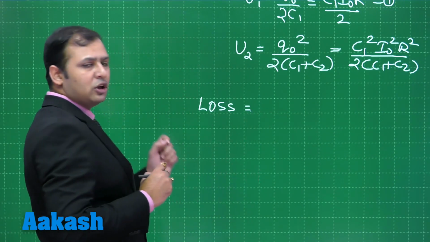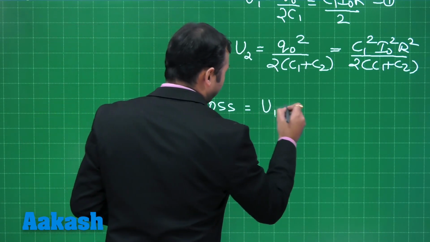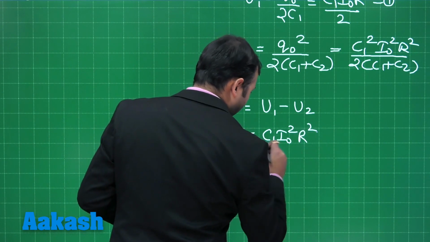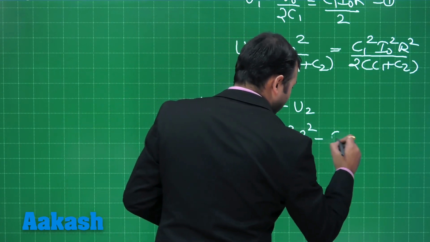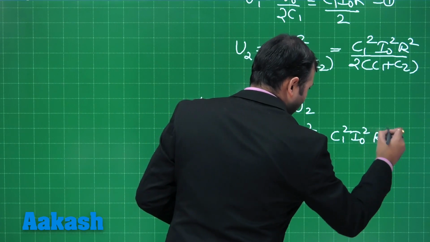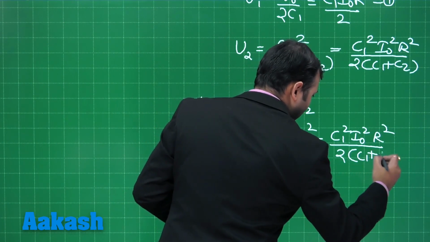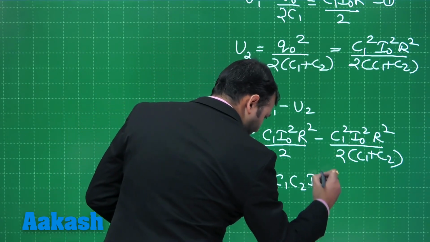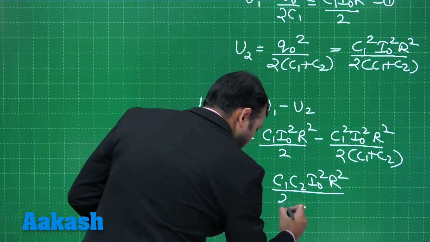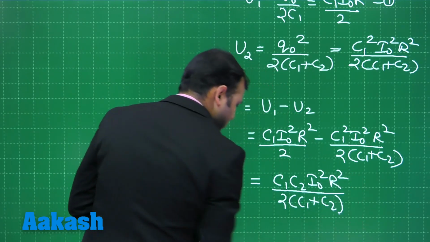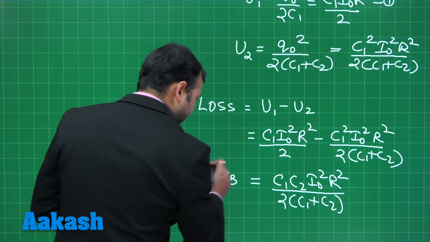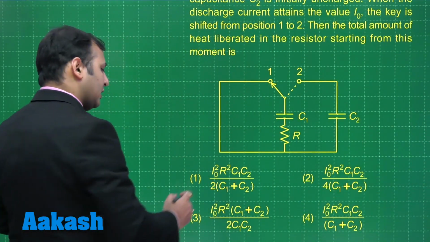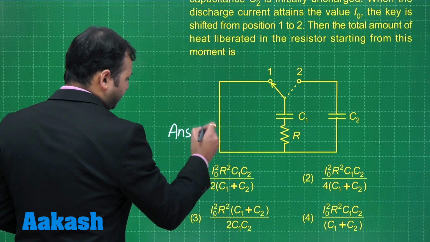Now you want to find the loss of electrostatic energy, that would be U1 minus U2, and that would be C1 I naught square R square divided by 2 minus C1 square I naught square R square divided by twice of C1 plus C2. Simplifying this, I will get C1 C2 I naught square R square divided by twice of C1 plus C2. So this would be the loss of electrostatic energy. Let's see which is the best suited option for the same. If we move up, you will find yes, option number 1 is the correct answer for this question.